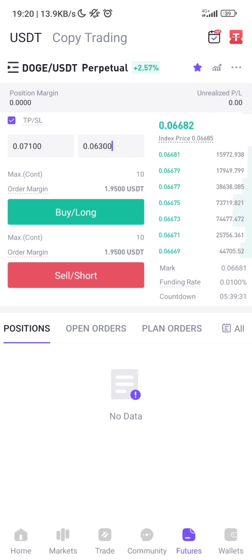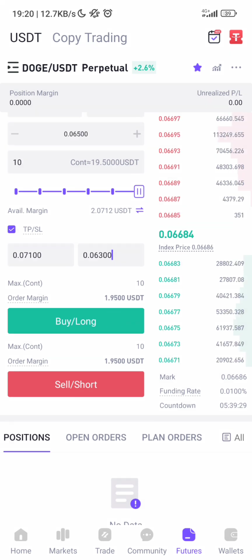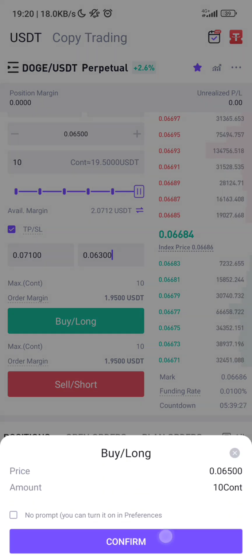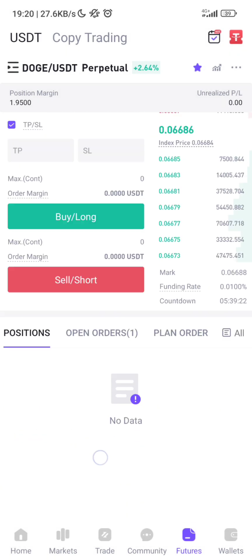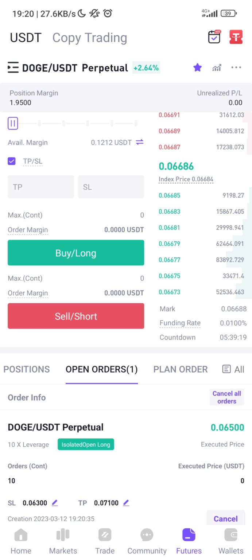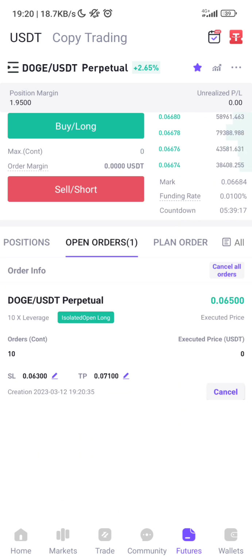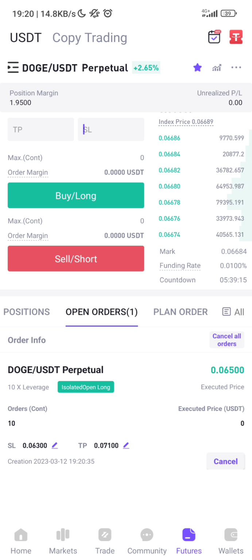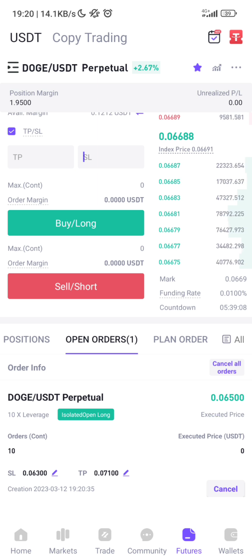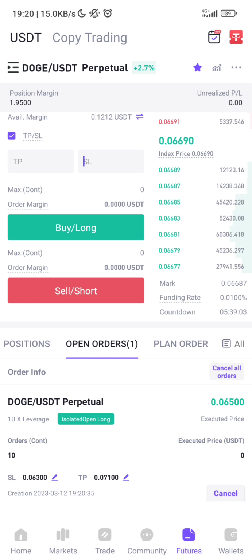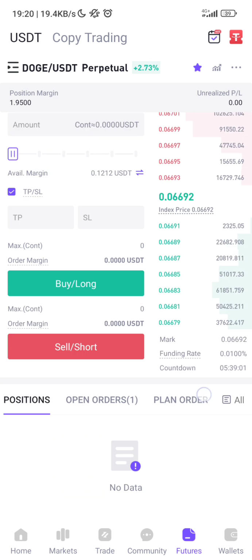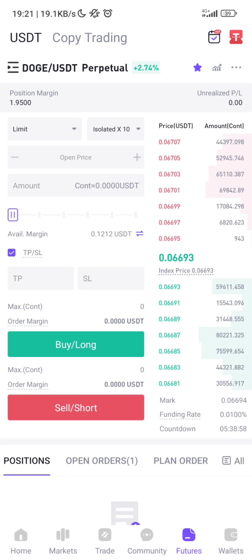Now when I click on buy, let's click on buy to confirm. You see it's not showing in my position, but it's coming under open orders. It's going to be at this order until it comes to the limit price that I've set, which is 0.065. Until it comes to that point, I will not see my unrealized profits and all other stuff.